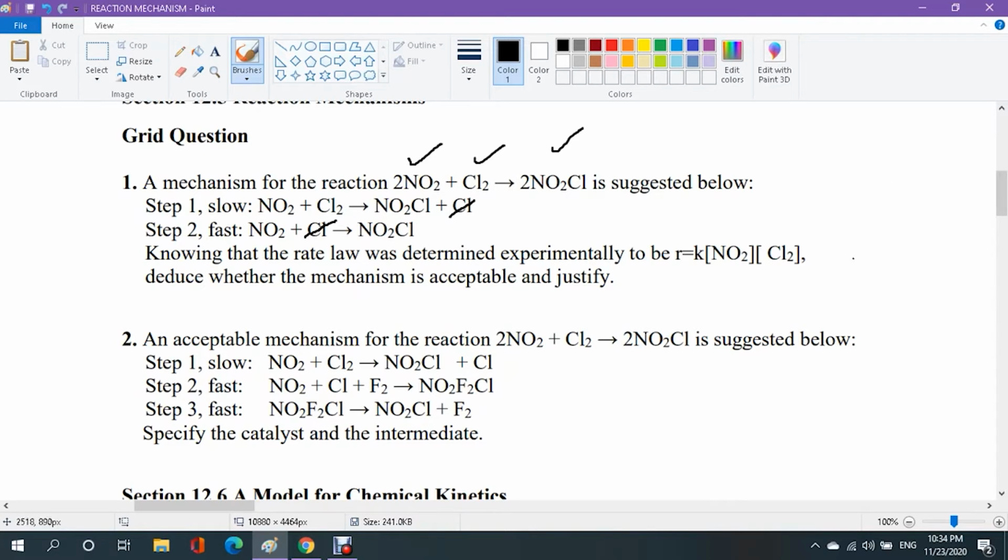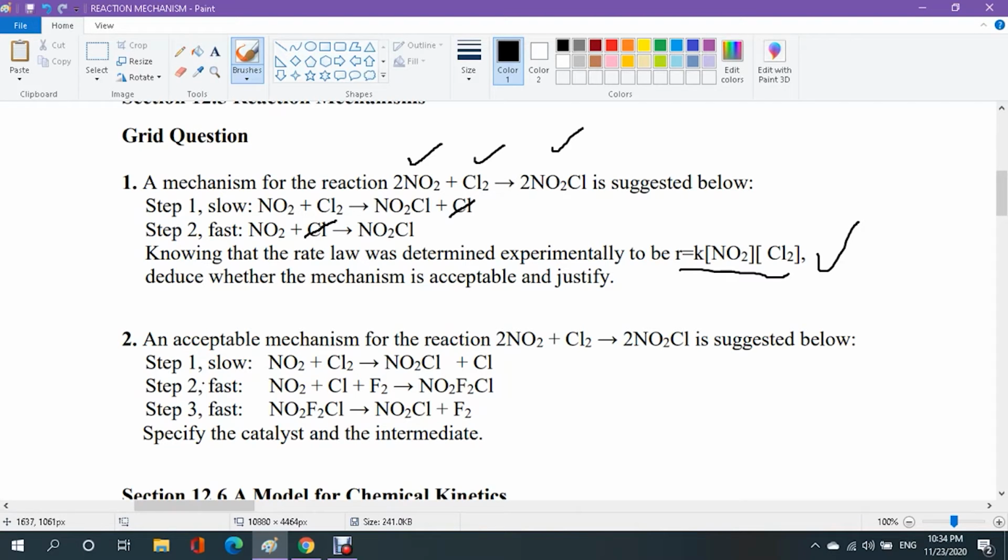Now let's check if the rate law is consistent with the slow step. So the slow step is step 1, and the two reactants are NO2 and Cl2. They both have a coefficient of 1, so the rate law is supposed to be R equals K NO2 Cl2, and it is. It's right here, and so it's also correct. So this rate mechanism is acceptable because both requirements of rate mechanisms are satisfied.